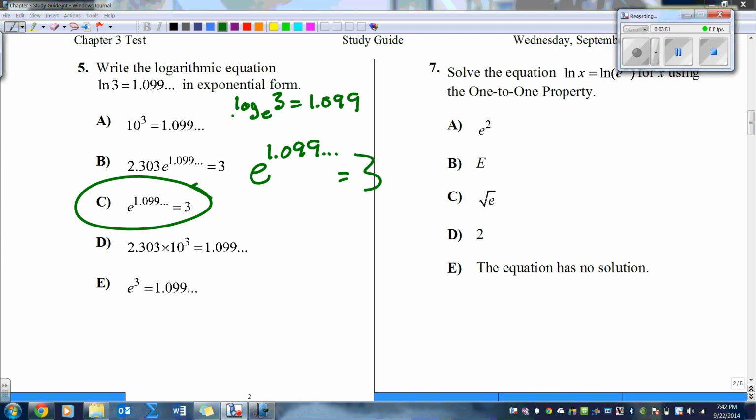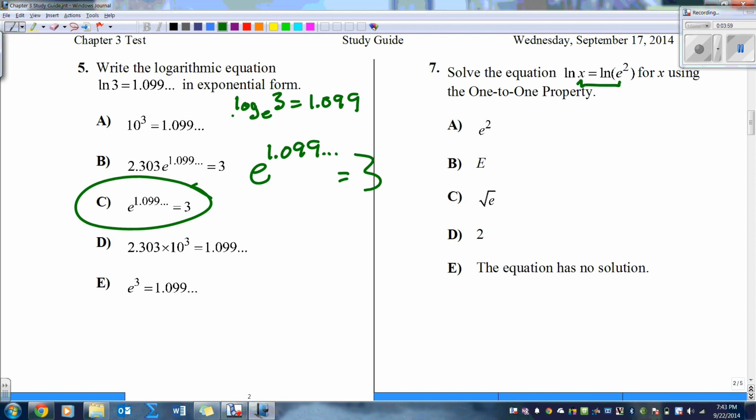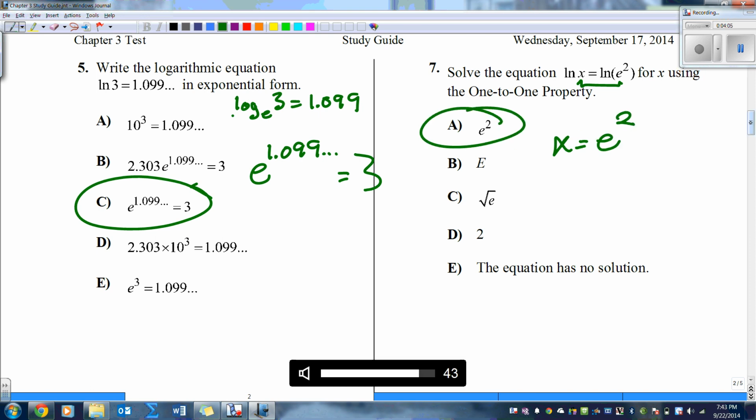Now let's look at number 7 over here. Solve the equation natural log of x equals, okay, we have a 1-to-1 property. We're going to set the x equal to e squared, and since that's what we're looking for is x, the answer is e squared.